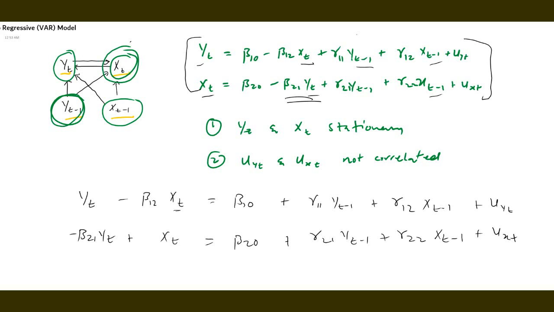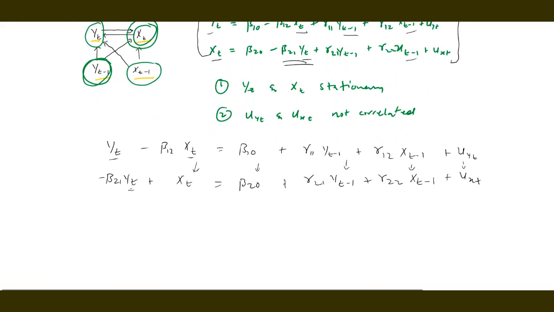So basically what we have done is we have aligned all the variables. Here we have yt, below yt we have minus beta 2 1 yt, then again xt below xt, constant below constant, then yt minus 1 is aligned with yt minus 1, xt minus 1 is aligned with xt minus 1, and the error term is aligned with the error term of the second equation.